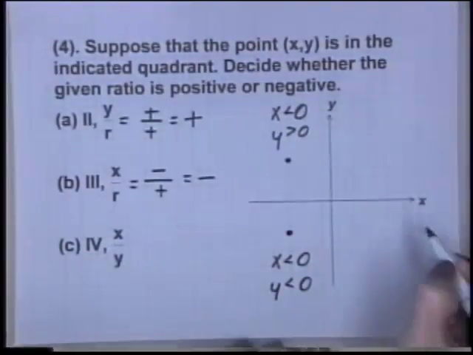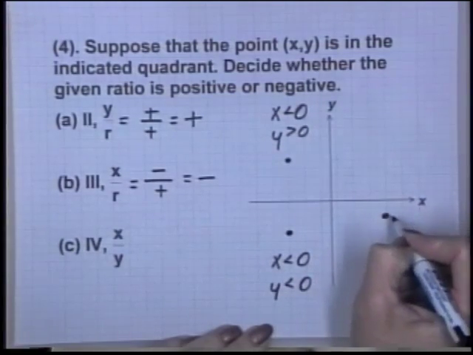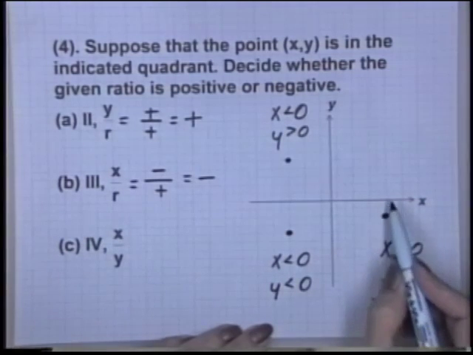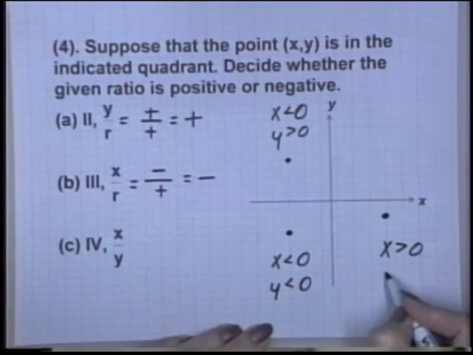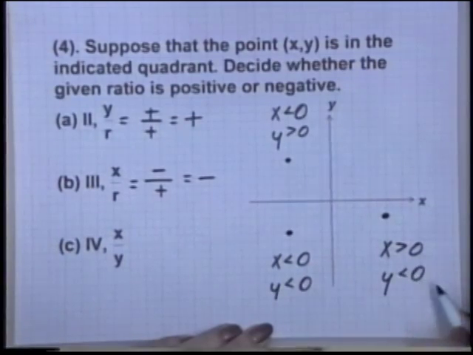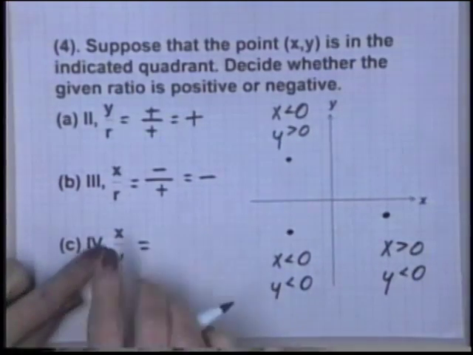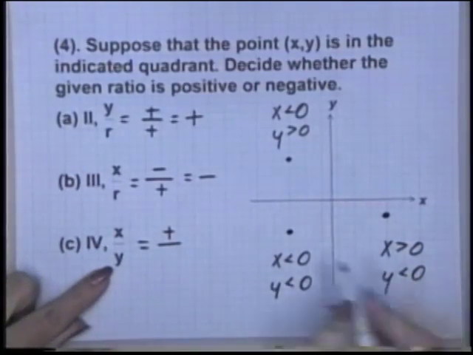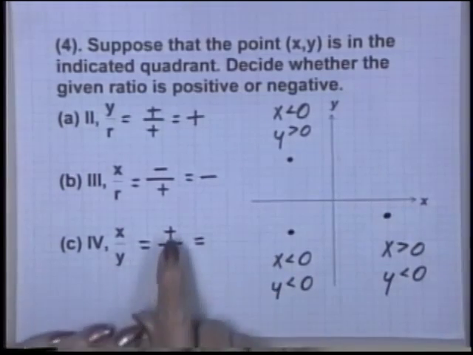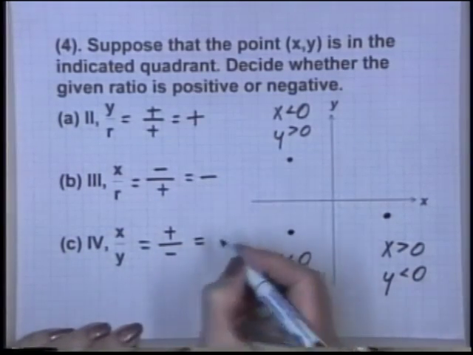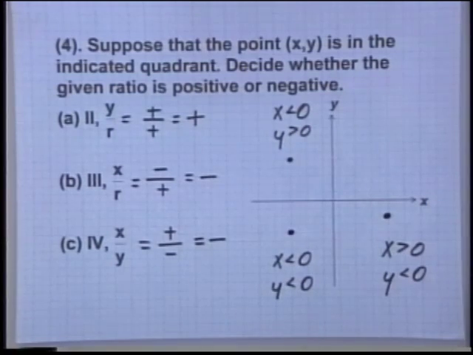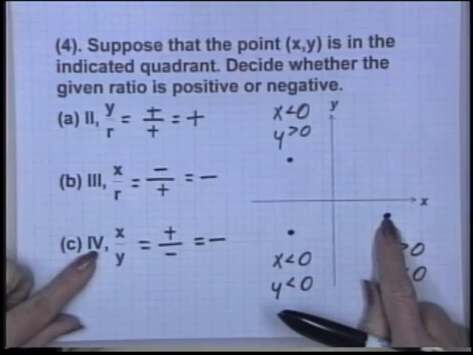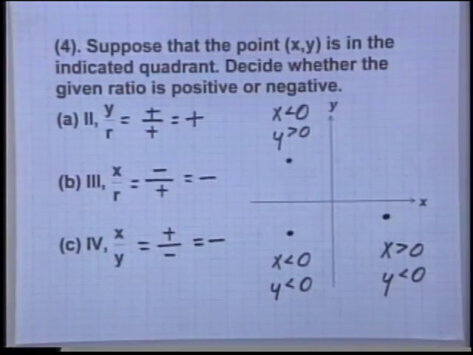The C is a point in the fourth quadrant. Pick any point that you want. Look at its x. X is positive, isn't it? What about its y? Y is negative, isn't it? So my x would equal a positive number, my y would equal a negative number, and a positive number divided by a negative number would give me a negative number. So the ratio x divided by y for a point in the fourth quadrant would be negative.